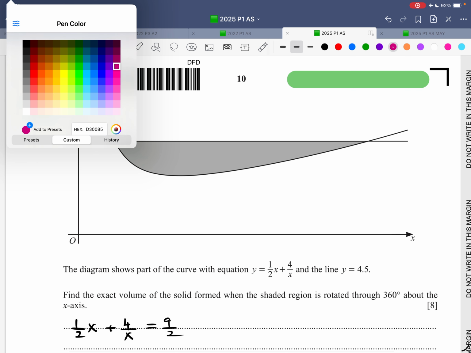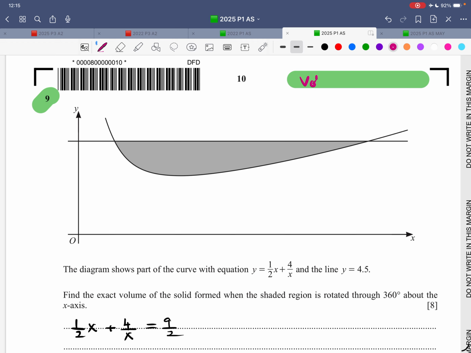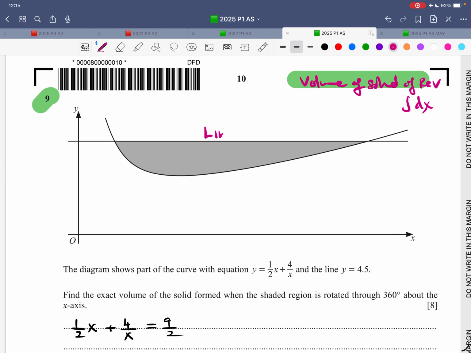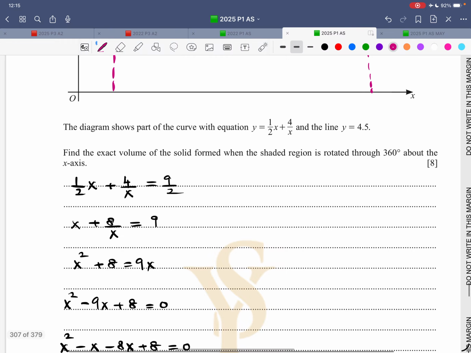What is this about? This is about volume of a solid of revolution. And naturally, this is about integration. Now, there is a line which is at the top. There is a curve over here. There are 2 points of intersection. So in order to find this volume, the very first thing that we need to do is to find these coordinates. That is simultaneous. That's the equation of the curve. That's the equation of a line.